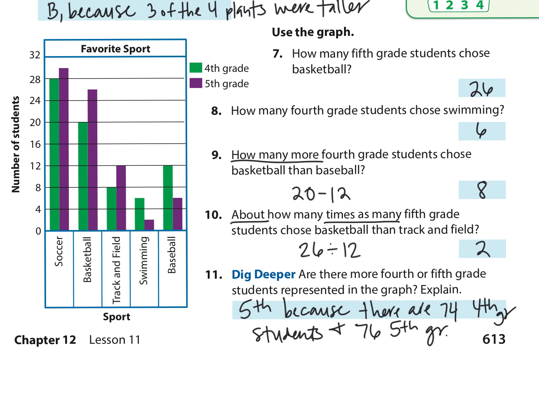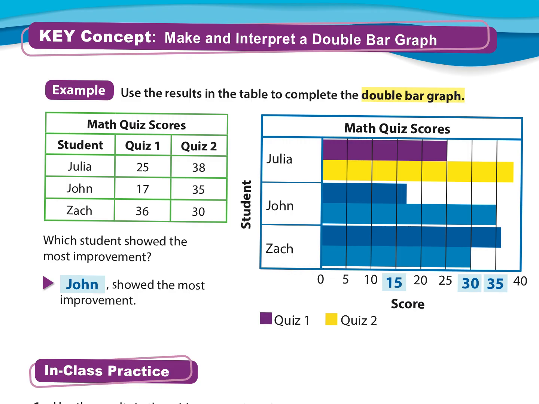Okay, and that's going to be all we do today. Today we get to wrap up our last thing that we are learning in this chapter 12 unit. We're looking at double bar graphs. So we're very familiar with just regular bar graphs, but a double bar graph has 2 pieces of information for maybe one category. So we're going to use the results in the table to complete the double bar graph.